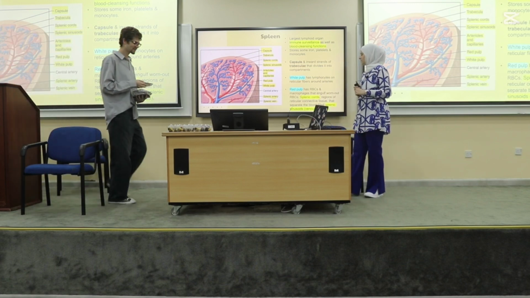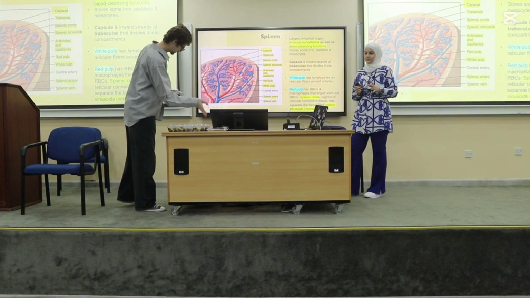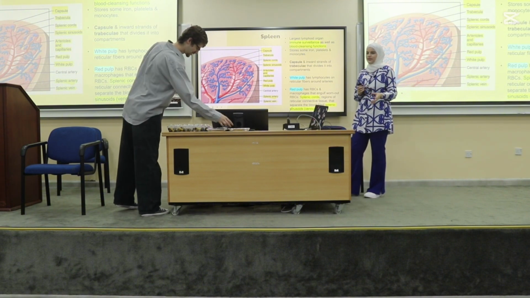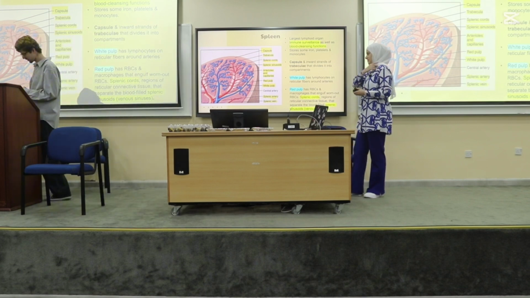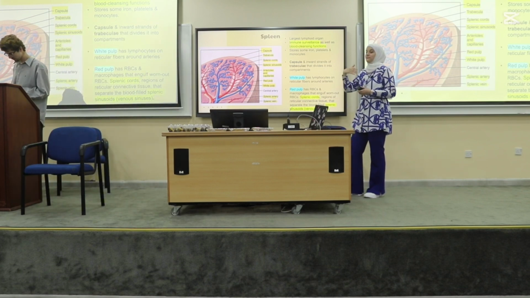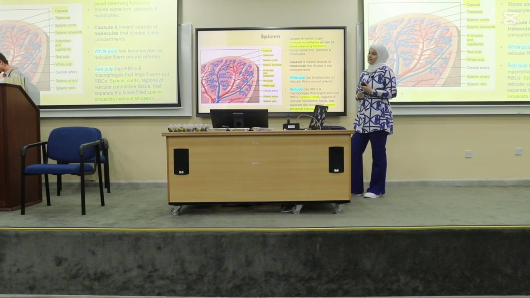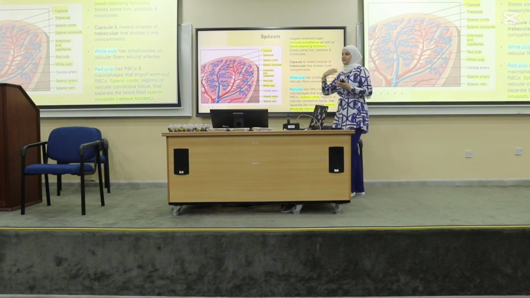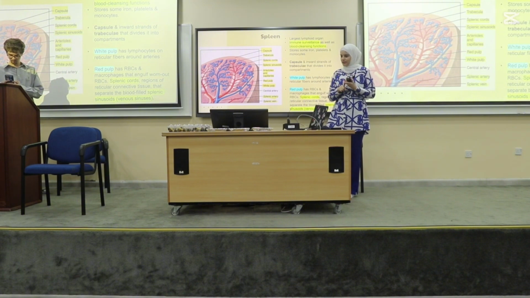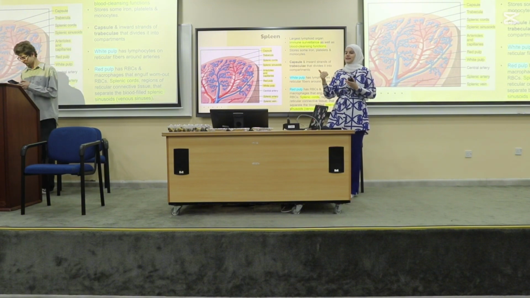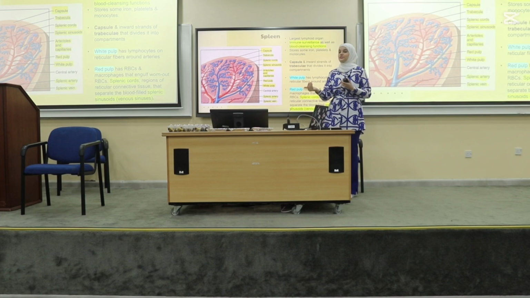The red pulp is for the blood cleansing functions, blood capillaries and all, and they're surrounded by macrophages to kill the worn out blood cells. Also, it stores iron, platelets, and monocytes. So in the book you'll see 3 functions that are important to know. Storage of platelets and monocytes. It also stores iron, kills worn out blood cells, and it produces erythrocytes in the fetus.